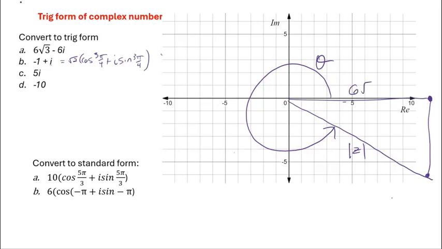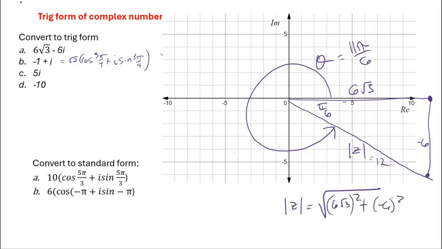If this is 6 root 3 and this is negative 6, then this has to be a 30-degree angle, or pi over 6, making my reference angle 11 pi over 6. Okay, recognize your 30, 60, 90 triangle. This is 6 root 3, and this would have to be 12. You wouldn't even have to do the math. If you recognize that, it should be double the smallest side. Or you can do the math. Mod z is the square root of this side plus this side, each of those squared. And that should be 12, but you can check my math if you want.